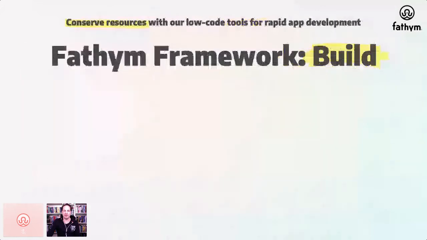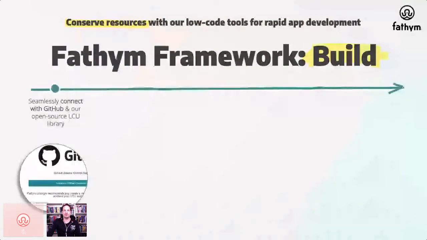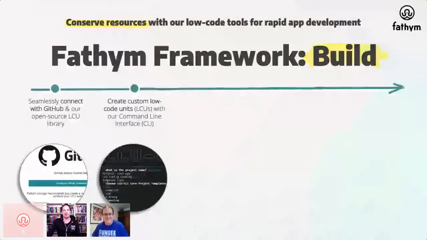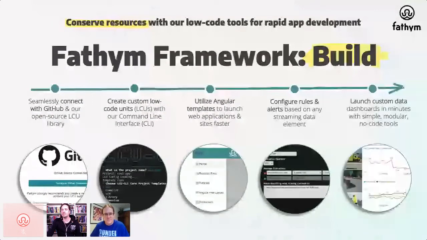When it comes to building your application, Fathym connects directly to GitHub, so you can access our open core library. You can also create little bits of reusable code that we call low-code units in our command line interface. And low-code units are modular building blocks of code that can be as large as an application or indeed as small as a data visualization. Jeremy will show you exactly what we mean in just a few minutes.